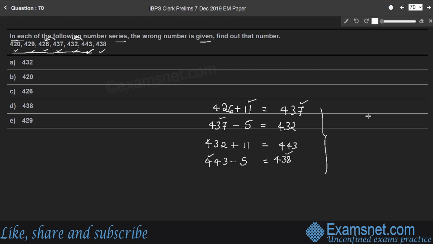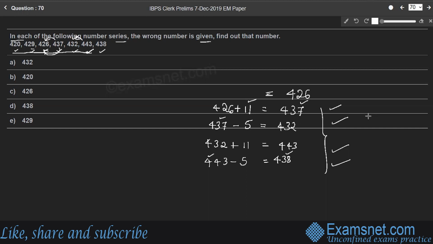So look at these four cases. Here, 11 is added alternately, or 11 is added to alternate numbers, and 5 is subtracted from alternate numbers. So come back to the series here. Before 426, the number is 429. Let us check whether 429 is correct or not.